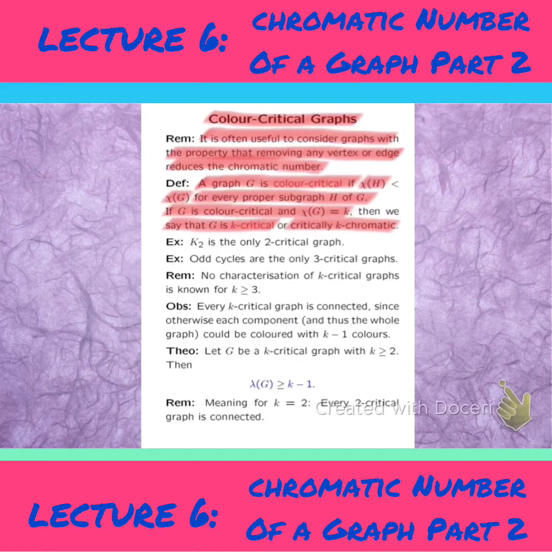So let's look at an example. K2 is the only 2-critical graph. If you look at a 2-chromatic graph, that's a bipartite graph. Now, when will a 2-chromatic graph be critical? It will be critical whenever I look at a proper subgraph of the graph, the chromatic number of that proper subgraph must be less than 2.